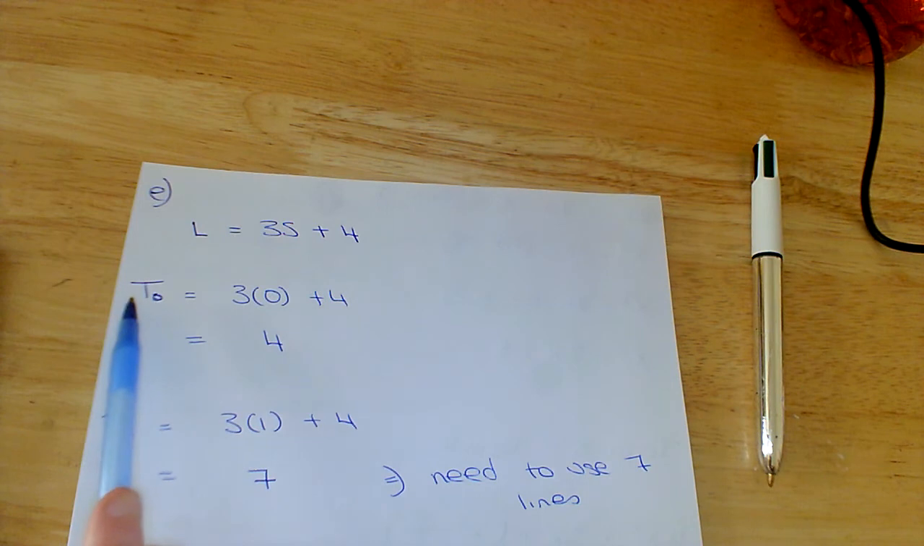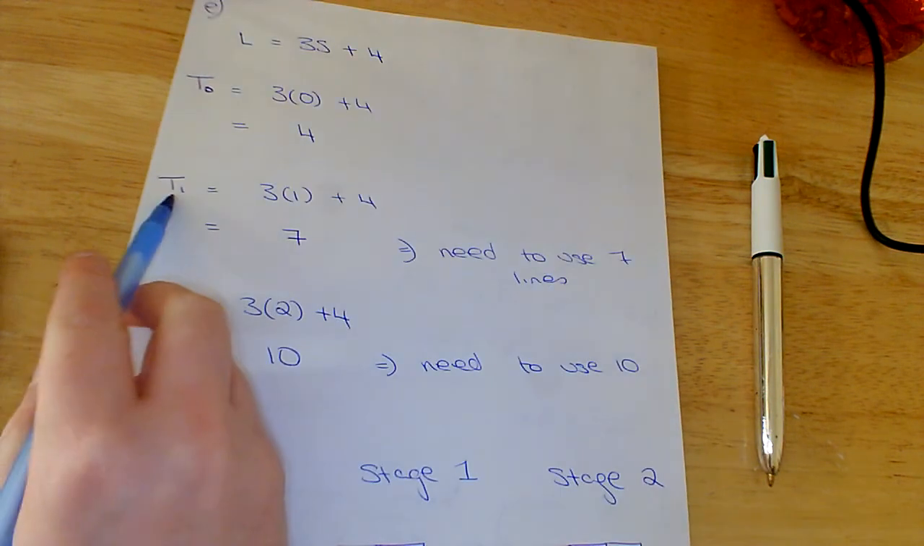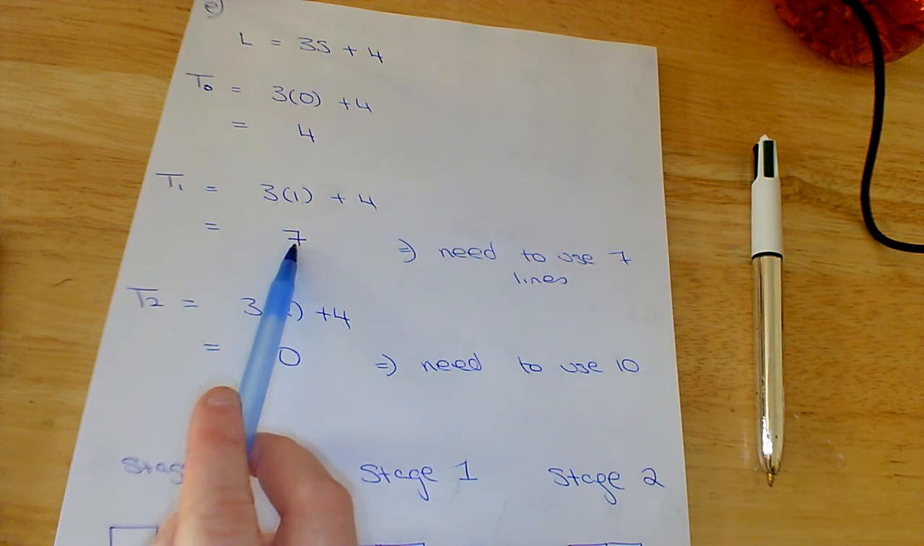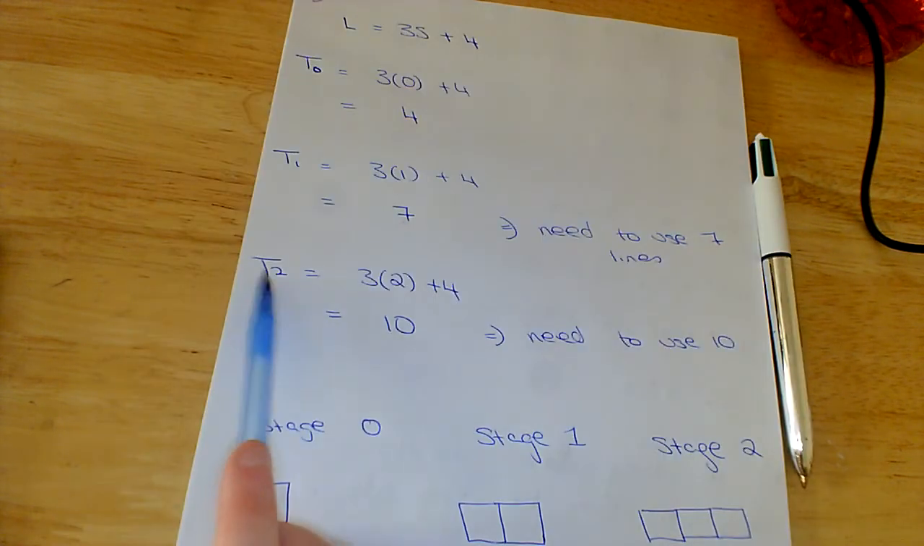So what I did is, stage 0, so T0 is equal to 3 times 0 plus 4, which is 4, and we knew that was the case because if we see the pattern, she's just after drawing a square. Then I'm going along, so I go with T1 is equal to 3 bracket 1 plus 4, and that's equal to 7, so I need to use 7 lines for my second pattern.